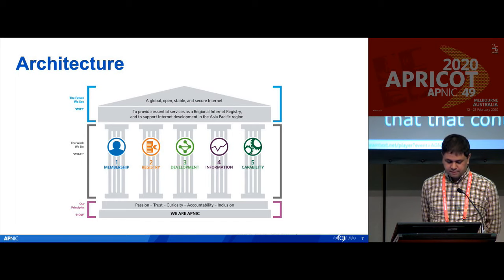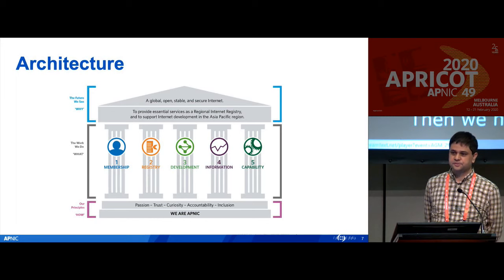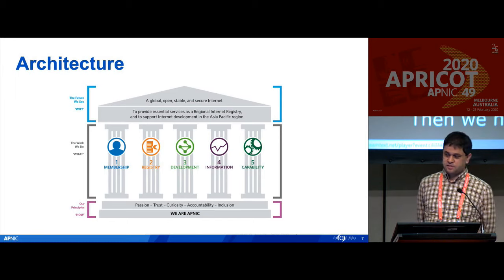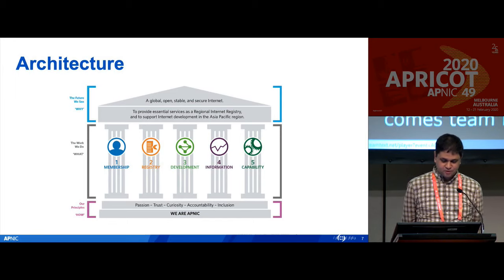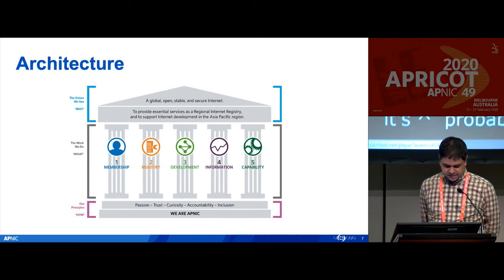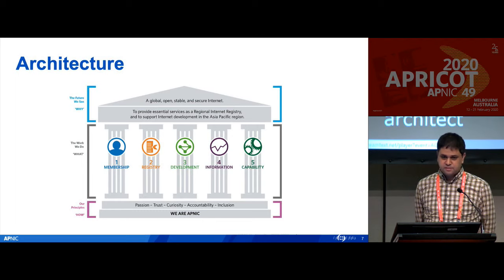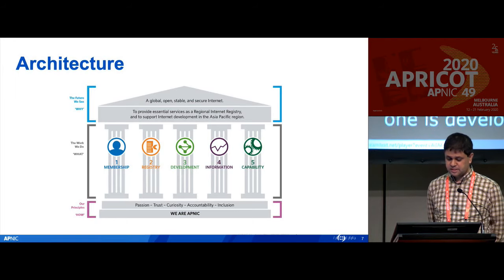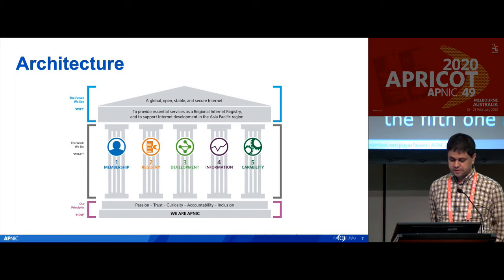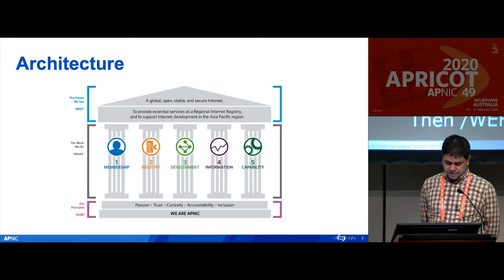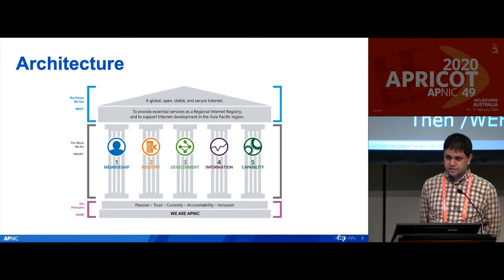And then we have five pillars. And thanks to the comms team, it actually looks like a pillar there, though I don't know what kind of architecture that is. So the first pillar is membership. The second one is registry. The third one is development. The fourth one is information. And the fifth one is capability. Then we have our principles: passion, trust, curiosity, accountability, and inclusion.